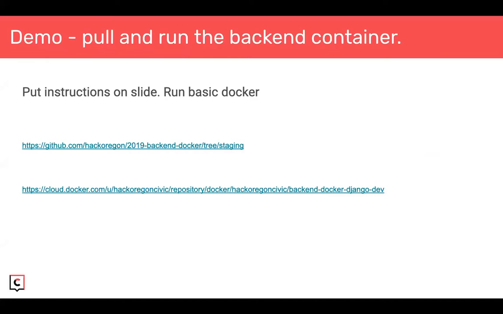Next container we're going to look at is the one we're using for the 2019 Django-based projects here. So I'm going to pull up the repo quickly so we can take a look at it itself, and then we're going to follow the instructions here in the Docker Hub to start up and run the image.